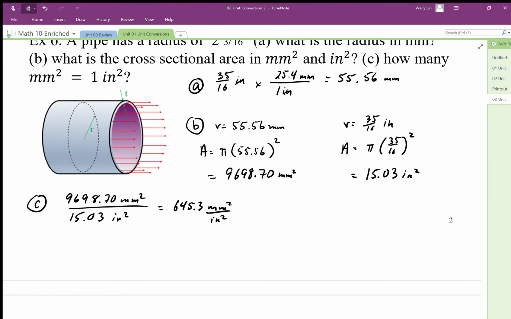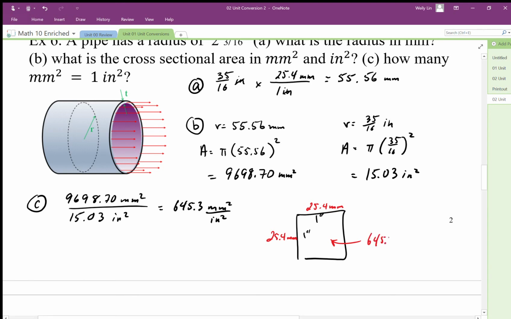We could also think of it this way. This might be a more intuitive way to think of it. I have 1 inch squared, so that's 1 inch by 1 inch, which is 1 square inch. And on the outside, I'm going to write the equivalent measurement in millimeters. So when I multiply that together in millimeters, I get millimeters squared. So I go 25.4 times 25.4, and I get 645.16.